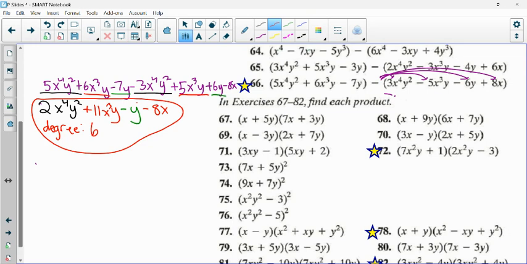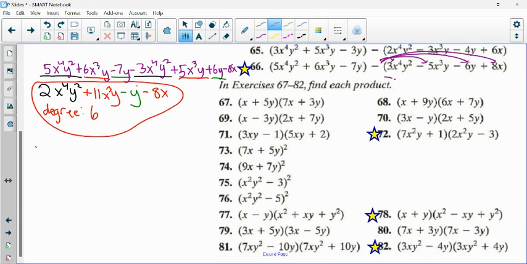Alright, so you're going to take a moment in your groups, or when you're on, you're going to work on 72, 78, and 82 also.